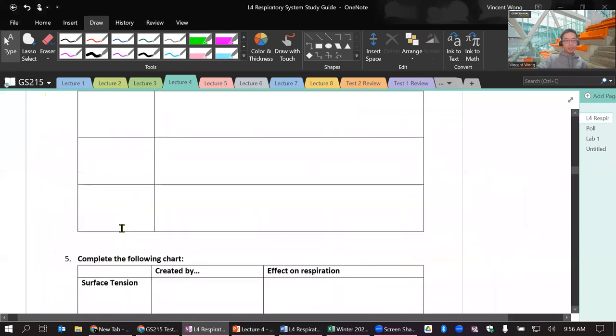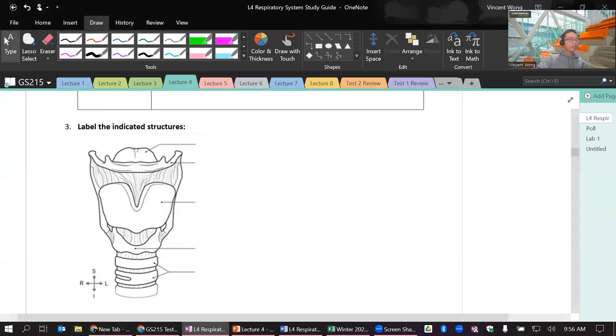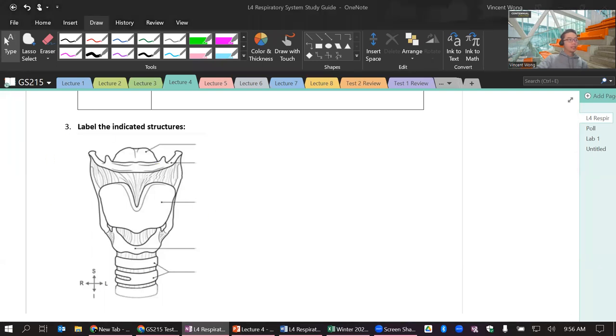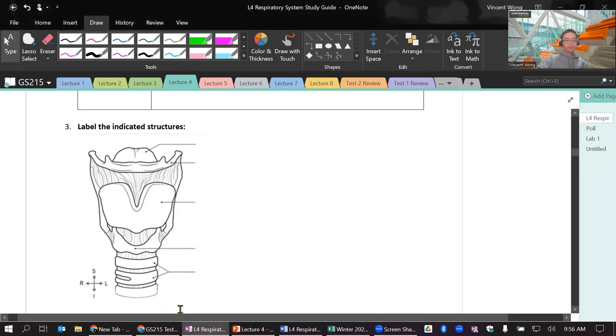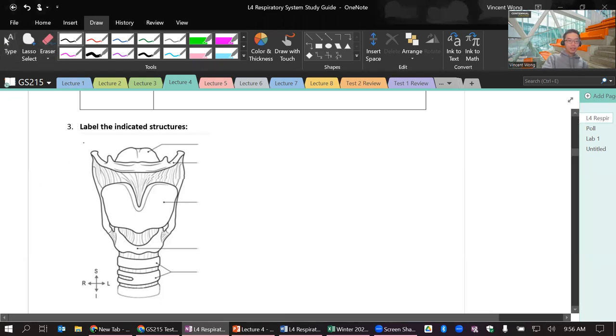If you could go back to your study guide, there's a simple diagram here that I would like to label with you, okay? This should be on the second page, I believe. So this whole thing right here is the larynx. Some people call it the voice box, right? That's the common name, which allows you to produce sound.